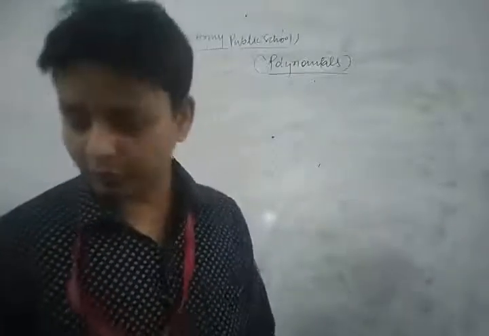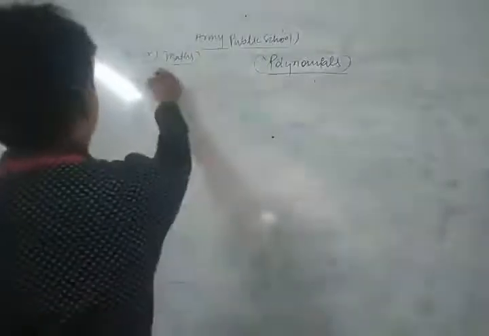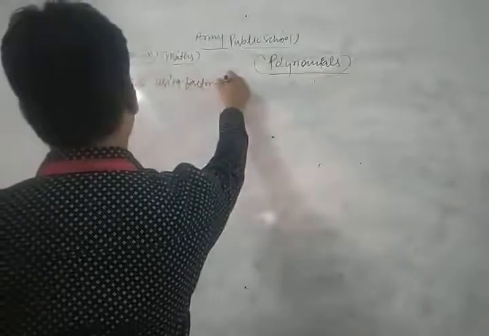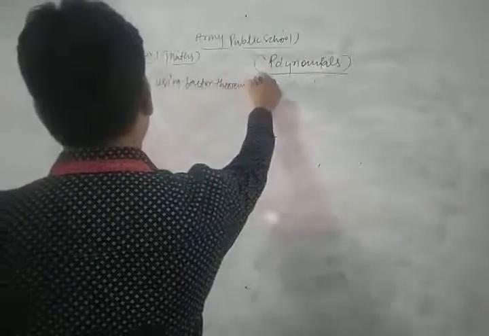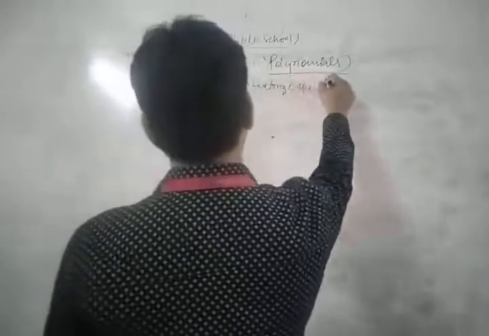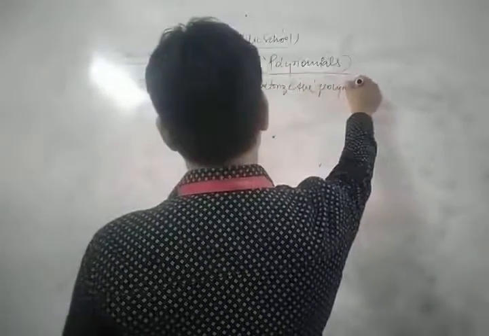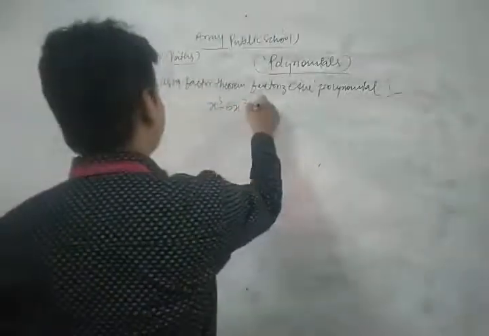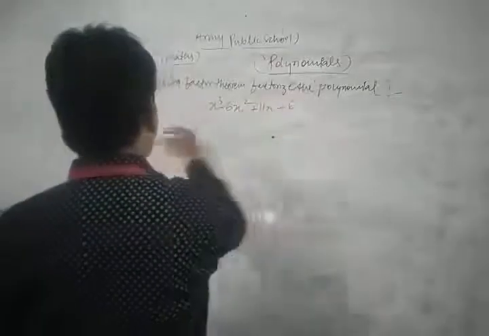Using factor theorem, factorize the polynomial x cube minus 6x square plus 11x minus 6. Okay, now let's see its solution.